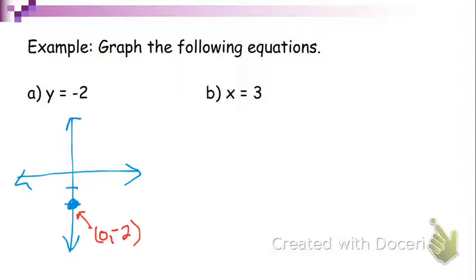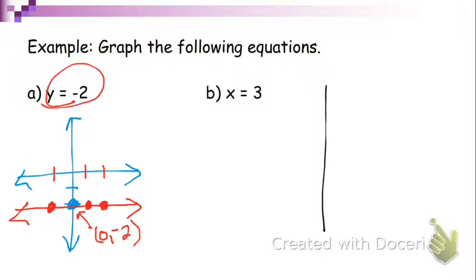If I have 1, -2, that would be here. If x is 2, y is still -2, it would be here. And you could do the same thing on the negative side. If x is -1, y is always going to be -2, because that's what we were told this equation was going to be. And then you can see, oh, it's horizontal. Okay, let's try the next one.